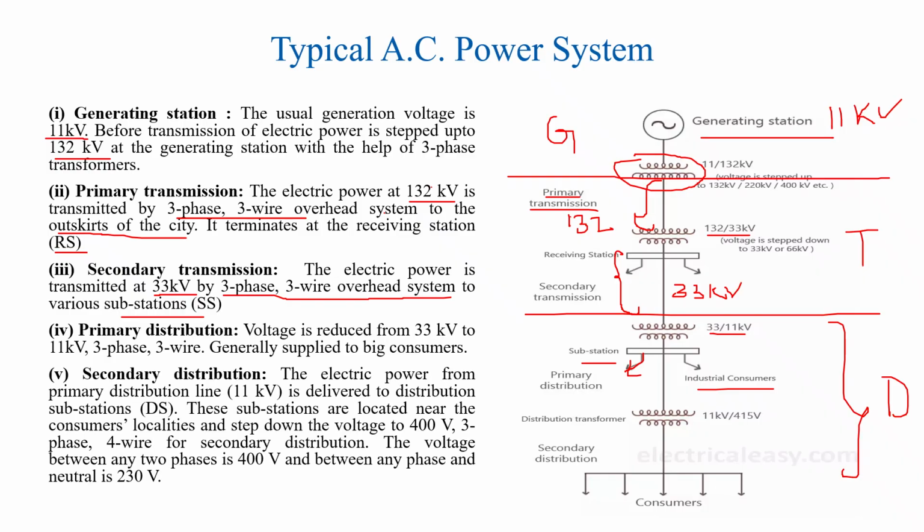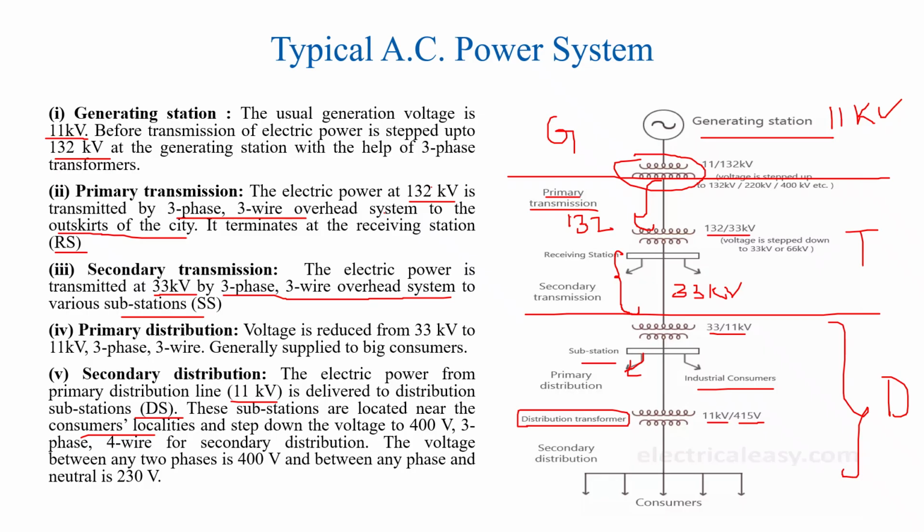comes the secondary distribution, where the electrical power from the distribution line, which was 11 kV, is delivered to the distribution substation. Here you can see this distribution substation has a transformer, a distribution transformer, which steps down 11 kV to 415 volt. These substations are located near the consumer locality and they step down the voltage to 400 volt.